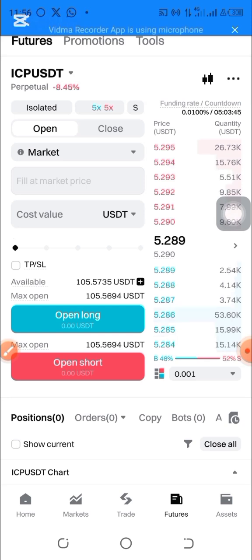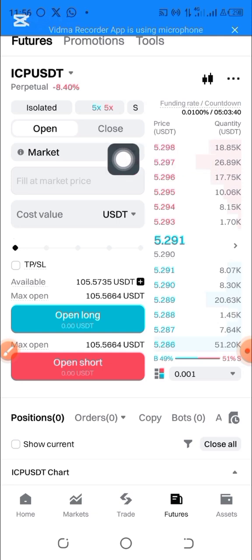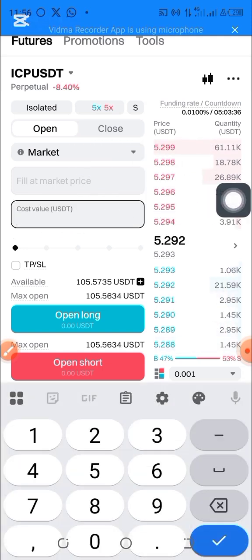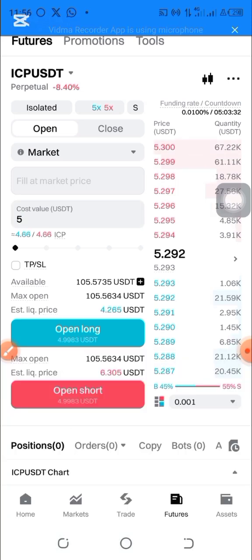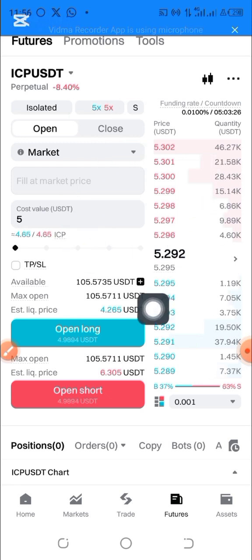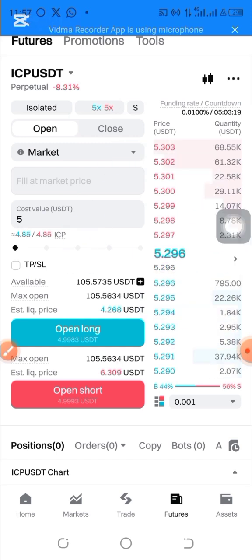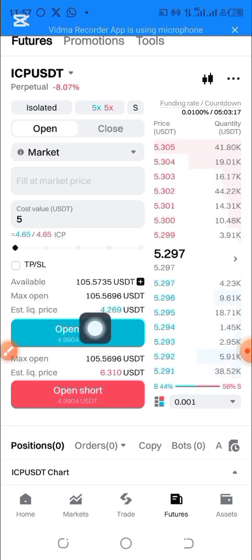So this is my first time entering this ICP trade. I'll just come here. Let me use my market order like that. Then I'll put $5 here. So this $5 on a 5x will give me $25 worth of trade for this ICP. So I'm buying this ICP at 5.292 cents. I want to long it, so I click on open long.